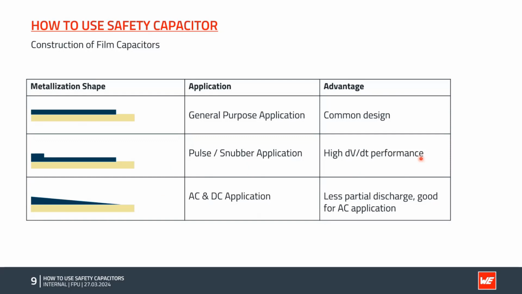So for the X capacitors, for example, and Y capacitors, we use the heavy edge shape of the metallization, because we have these high DV/DT, which could occur in the application, like a lightning event or a surge event. So we use this kind of shape of the connection region.